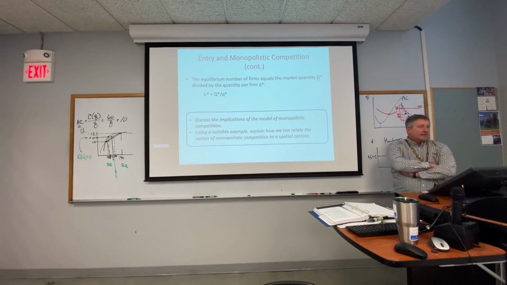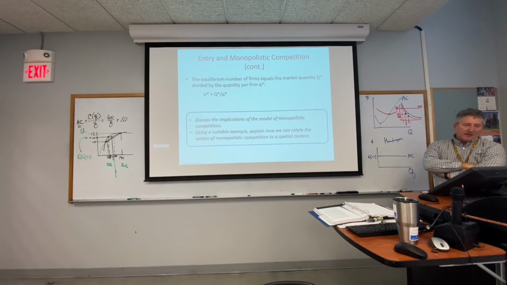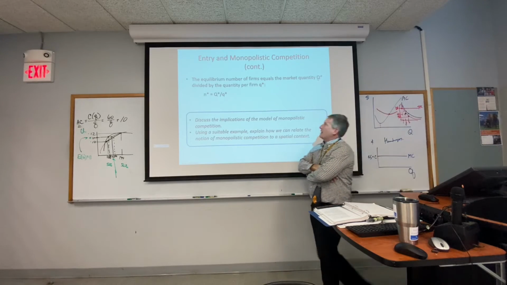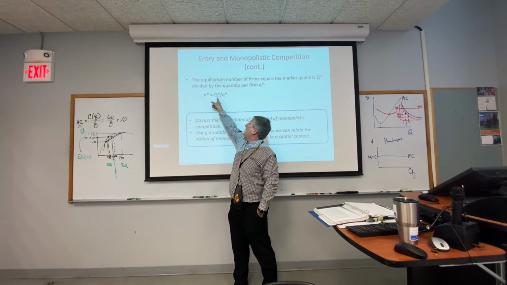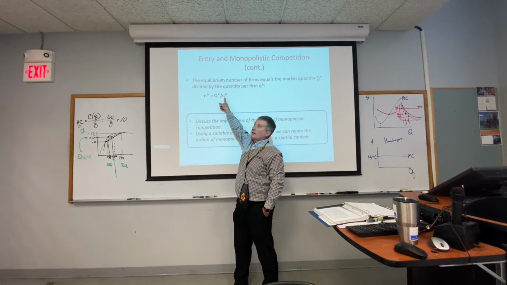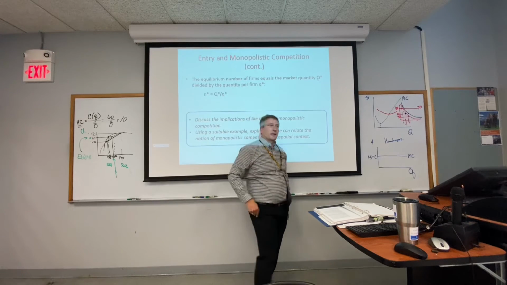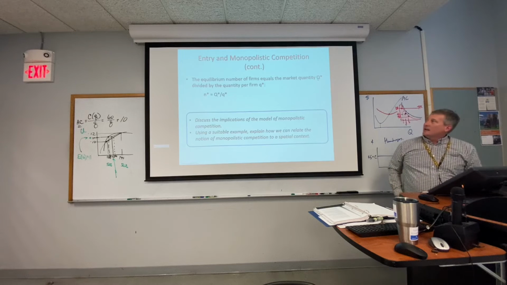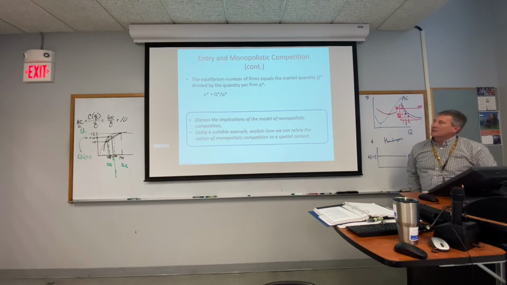All right. So the equilibrium number of firms equals the market quantity divided by the quantity per firm. Again, this is something we would have done in the principles class also. There's the market quantity. Each firm is producing a certain amount, which gives you the number of firms producing the product. So big Q divided by little q is just kind of solving the model.